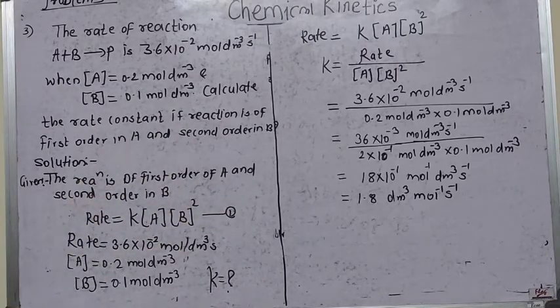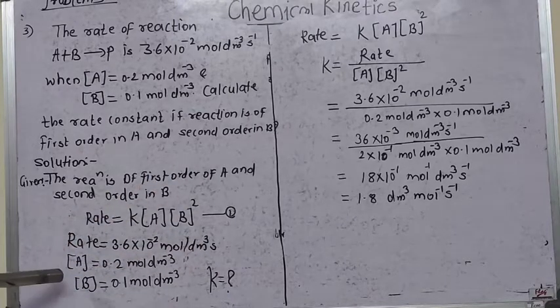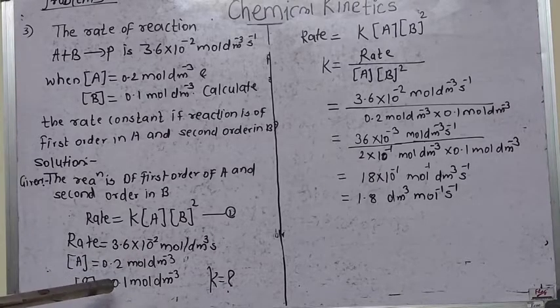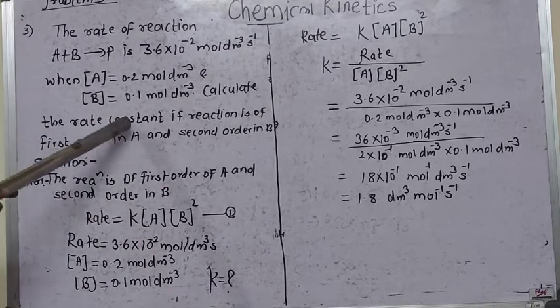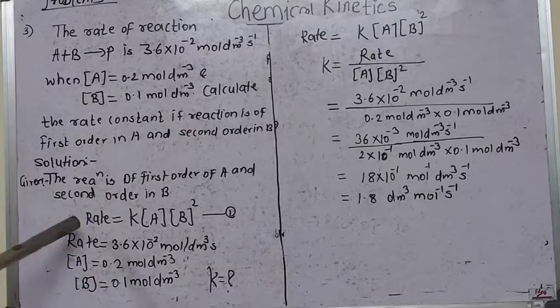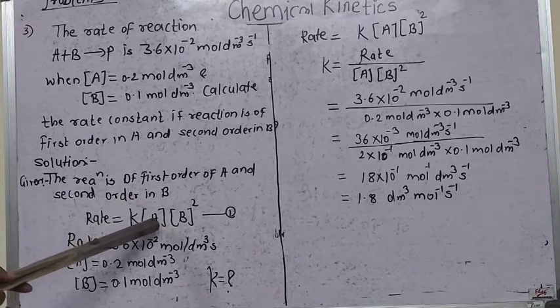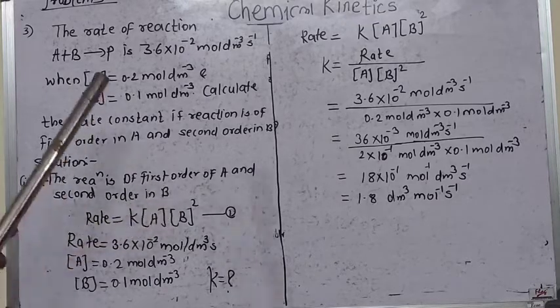Equation 1 is given. Then the next thing which is given here is the rate of the reaction, that is equal to 3.6 into 10 to minus 2 mole per dm cube per second. The molar concentrations of A and B are given, that is 0.2 mole per dm cube and 0.1 mole per dm cube, and here we have to calculate the rate constant. So the rate constant is denoted by K. Already we have written equation 1, that is rate equal to K in bracket molar concentration of A into molar concentration of B to the power of 2.